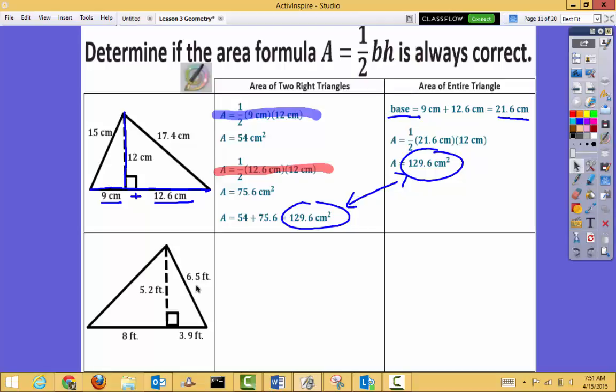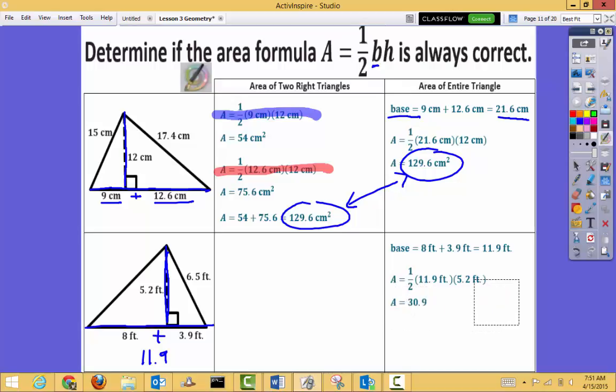So let's look here. My base, because I need to find that base, is what? Well, it's 8 plus 3.9. So 8 plus 3.9 is 11.9. So my whole base is 11.9. How tall is it? Well, it's 5.2 inches. So I'm going to put all those numbers into my equation right up here. And when I multiply them out, I get 3.9.